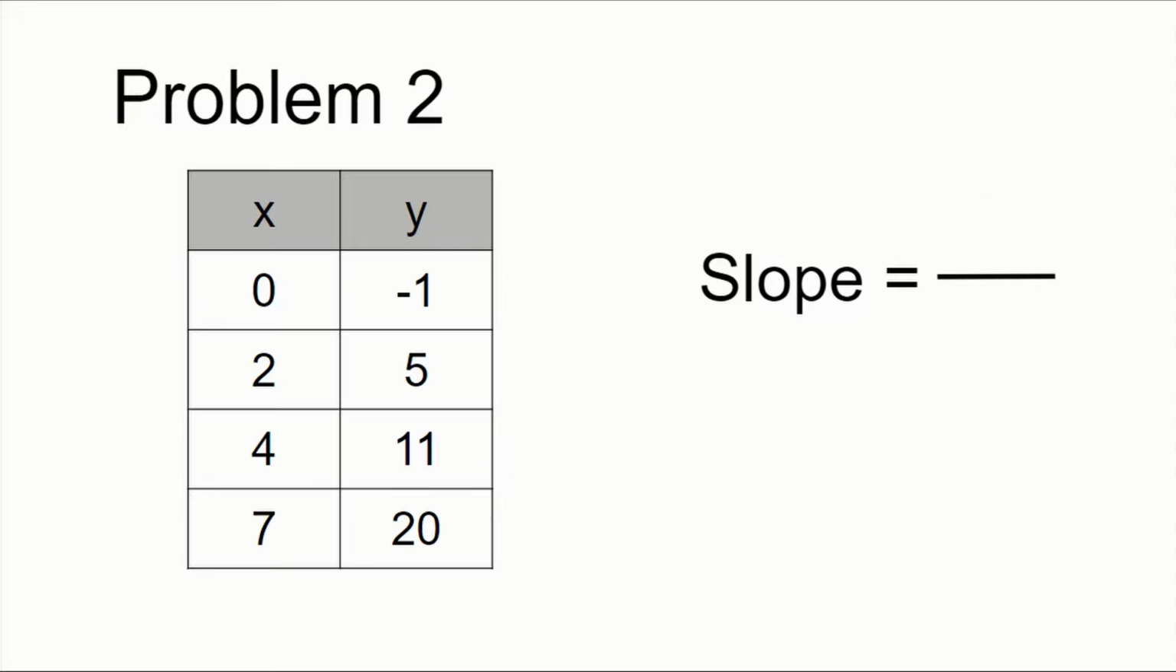Problem 2. Let's find the slope for this table. Taking a look at our change in y, how do I go from negative 1 to positive 5? Starting at negative 1, going up to 0, and then counting up to 5, it looks like this is going to be a change of plus 6. From 5 to 11, that's another change of plus 6. And from 11 to 20, that's going to be a change of plus 9.